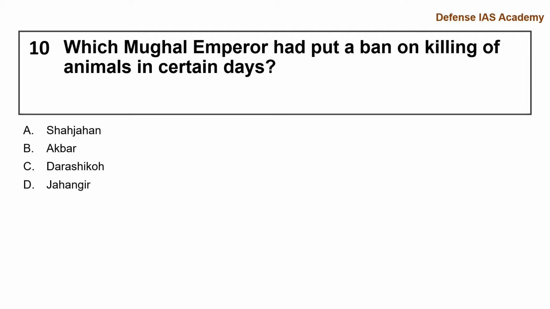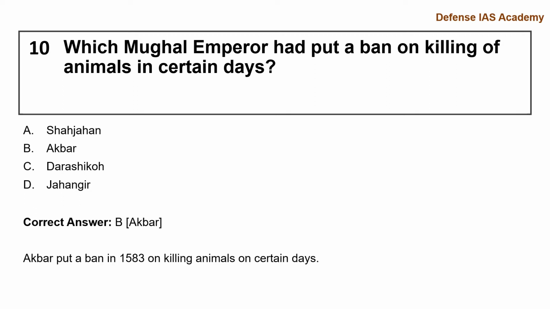Question number 10. Which Mughal emperor had put a ban on killing of animals on certain days? The correct answer is option B, Akbar. Akbar put a ban in 1583 on killing animals on certain days.